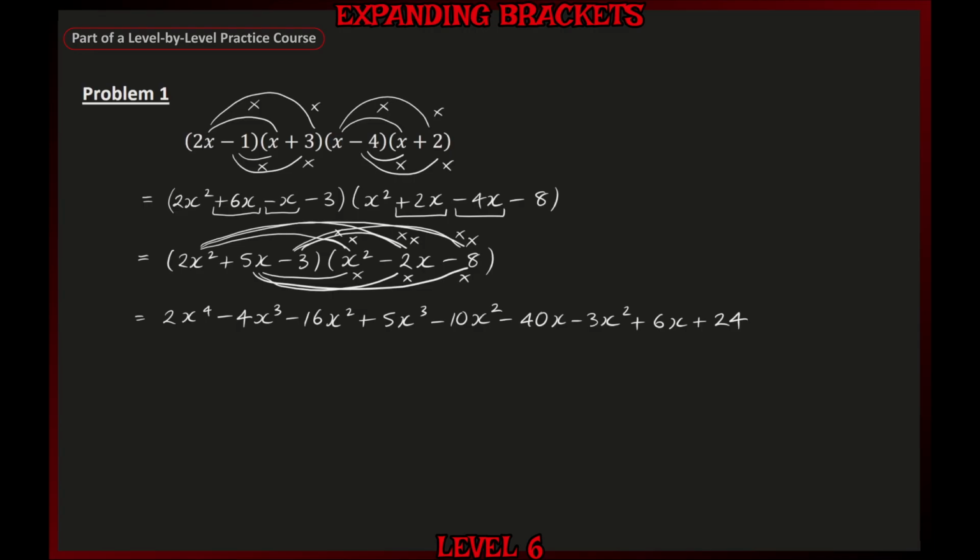Now that we've expanded, we can go through and collect together the like terms to finish simplifying. So starting with 2x to the power of 4, which is on its own, we then have a minus 4x cubed and a plus 5x cubed, which gives us a plus 1x cubed or plus x cubed. Next we have minus 16x squared minus 10x squared, which is minus 26x squared, minus another 3x squared gives us minus 29x squared. We have a minus 40x and a plus 6x, and this gives us minus 34x, and finally we have a plus 24 on its own at the end.